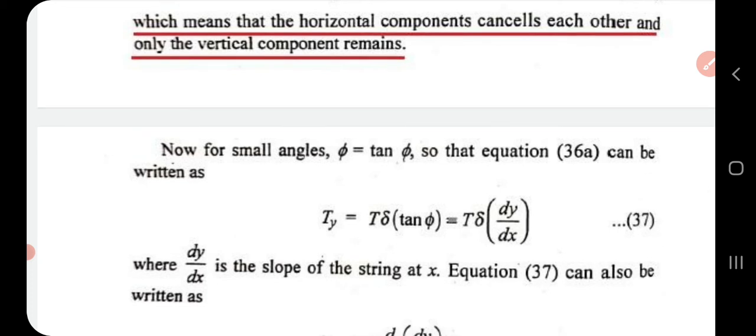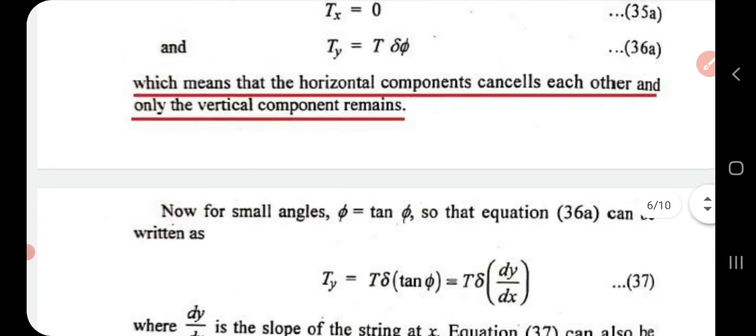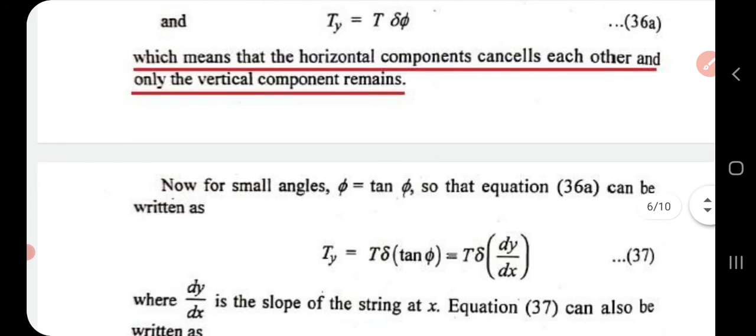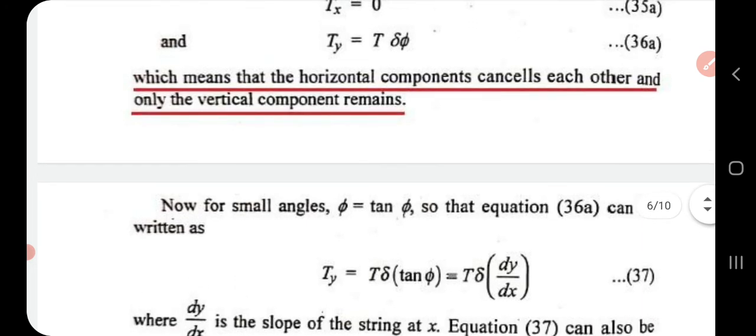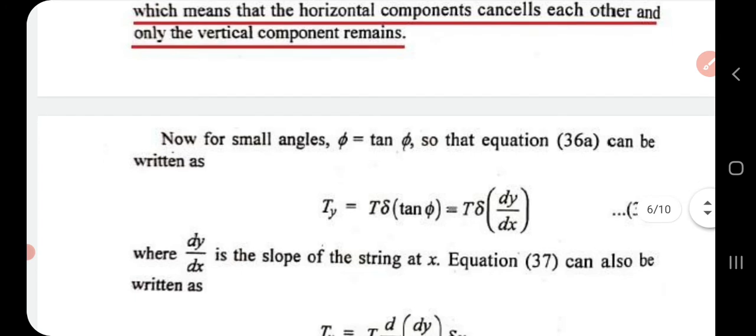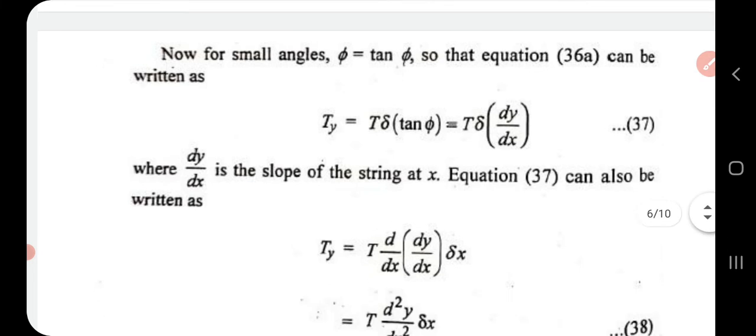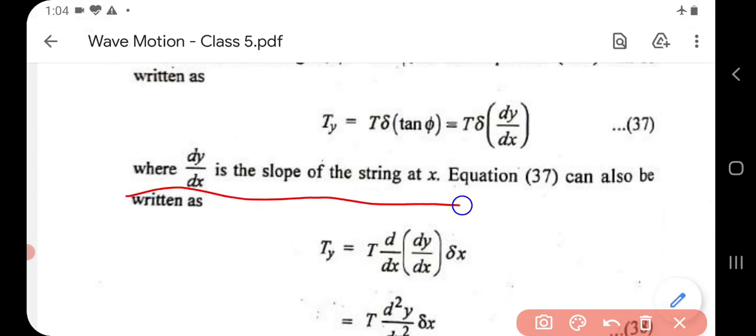Now for small angles, phi is equal to tan phi. So equation 36a can again be written as Ty is equal to T delta of, instead of phi you are writing tan phi. So T delta of tan phi is written as dy by dx, because that actually indicates the slope. Slope is always y by x, right? That is why we are writing tan phi as dy by dx. See, here they have written dy by dx is the slope of the string.